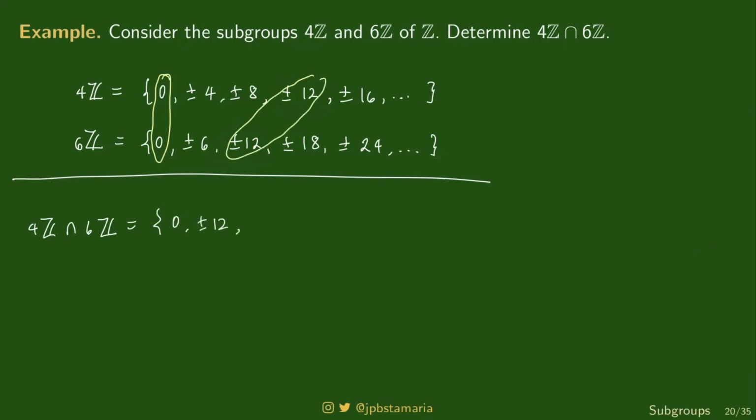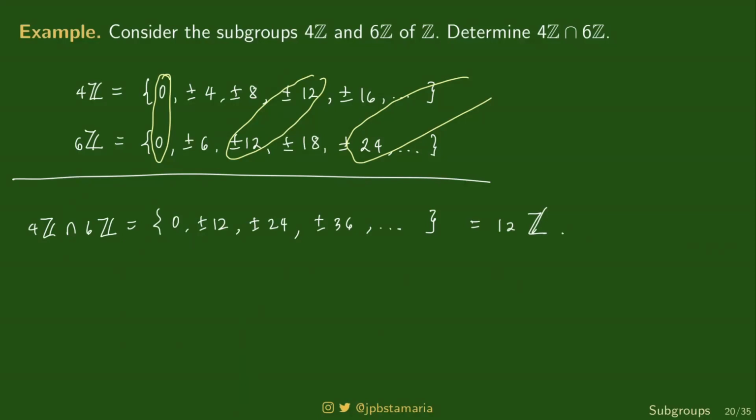Kailan sila susunod mag-intersect? Positive, negative 24. Ganyan. Kailan susunod? 36. May pattern. Yeah. So, the result is actually the subgroup 12Z. Diba? These are all the multiples of 12.